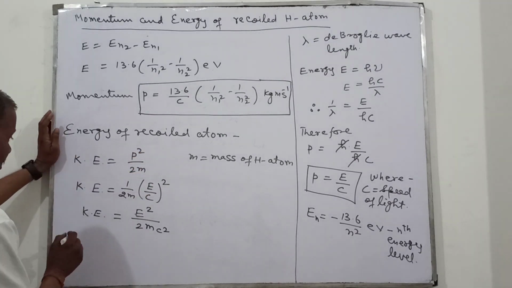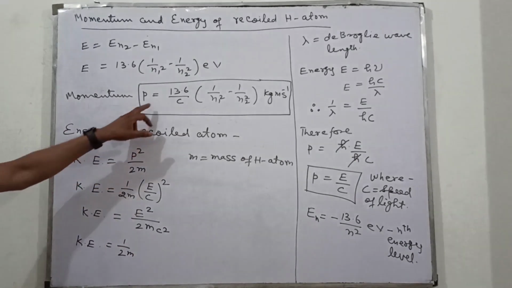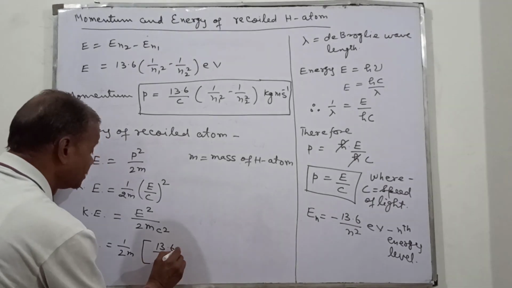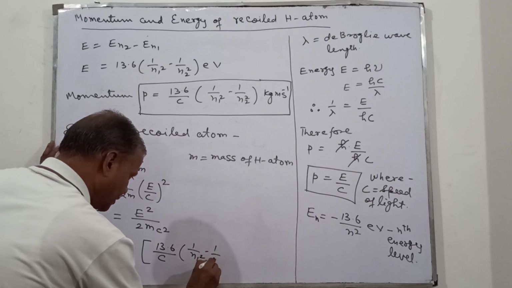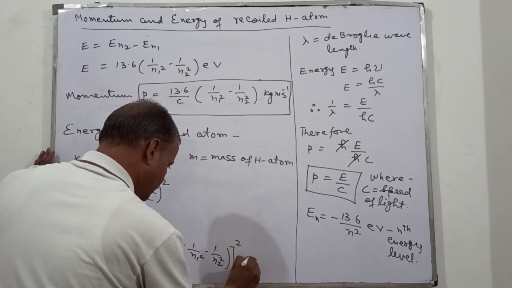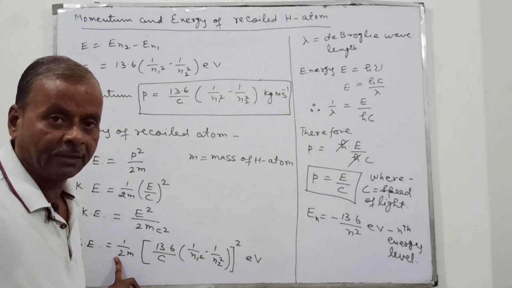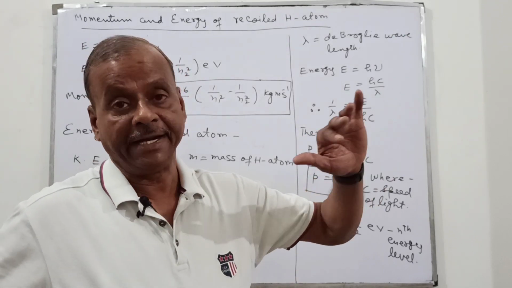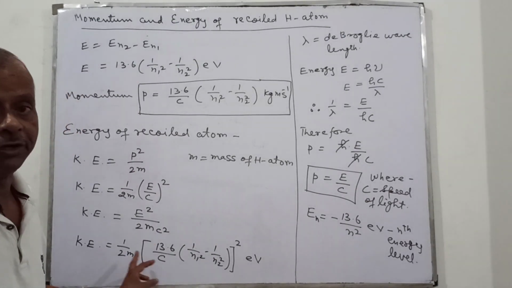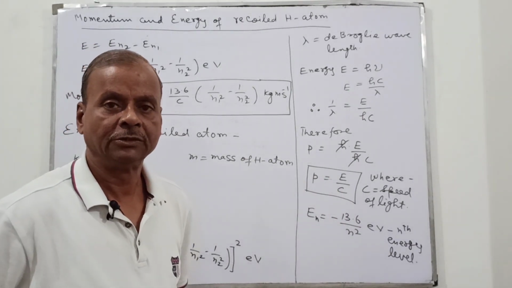So we can also write this kinetic energy as 1 upon 2m P square. In place of P we have 13.6 upon c into 1 upon n1 square minus 1 upon n2 square, whole square. This is in electron volt. So this will give you the kinetic energy of the recoiled atom. When the photon is emitted, the atom is recoiled in the backward direction, so that will have the kinetic energy. So this will give you the momentum, and this will give you the kinetic energy of the recoiled atom. So thank you very much.